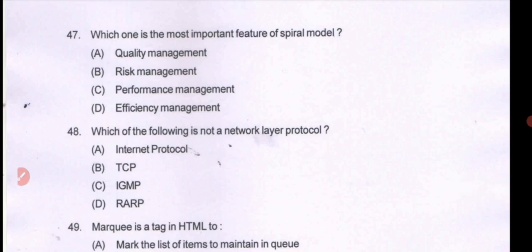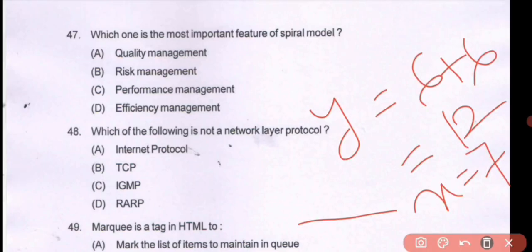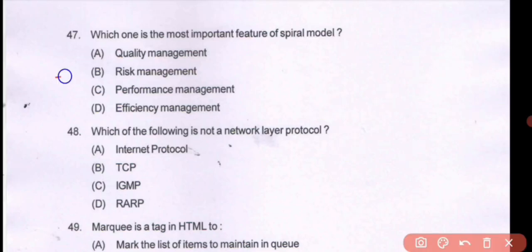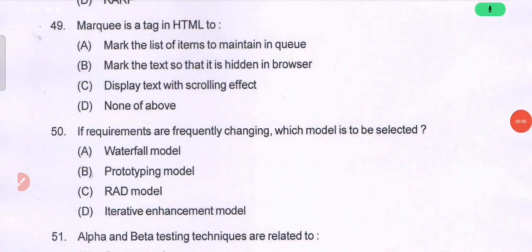Question number 47. Which one is the most important feature of spiral model? It is also the most important question. The correct answer of this question is option B, risk management. 48. Which of the following is not a network layer protocol? Option B, TCP.